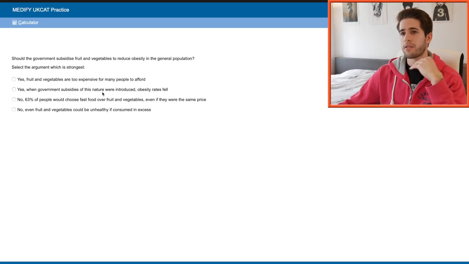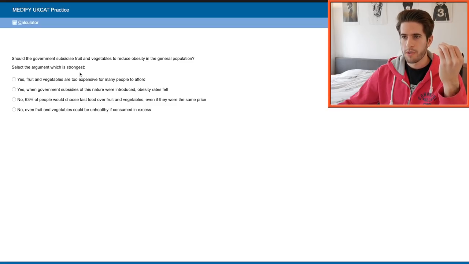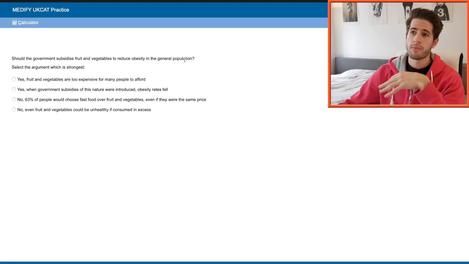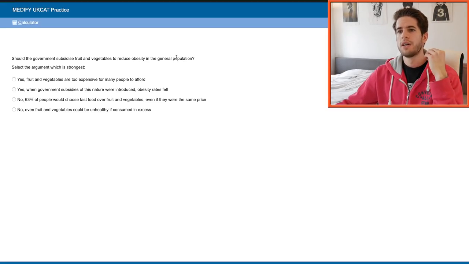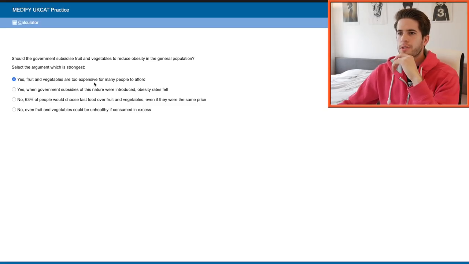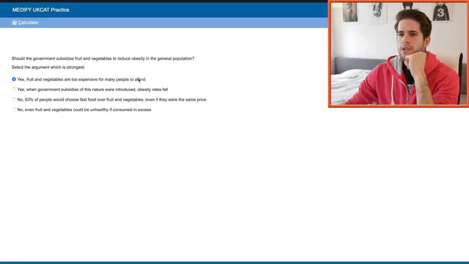So before I even look at the arguments, you know that the strongest argument is going to have to talk about both fruits and vegetables, and it's going to have to mention obesity, and probably in the general population as opposed to other populations. So let's evaluate them one by one. Yes, fruit and vegetables are too expensive for many people to afford. Okay, it's not great. Yes, when government subsidies of this nature were introduced, obesity rates fell.